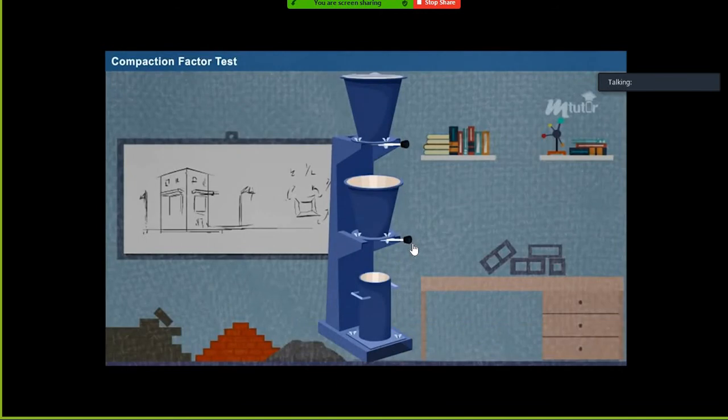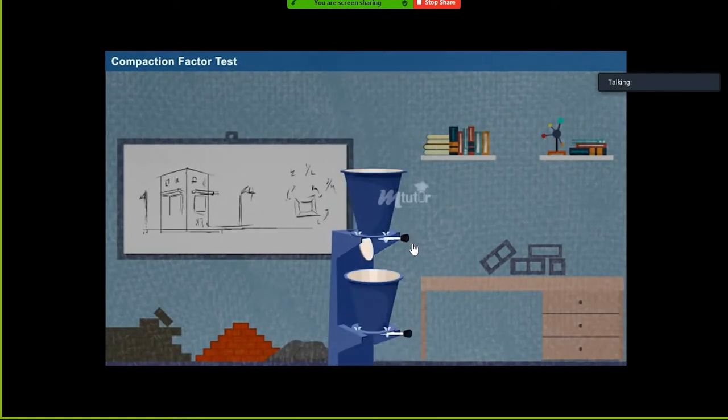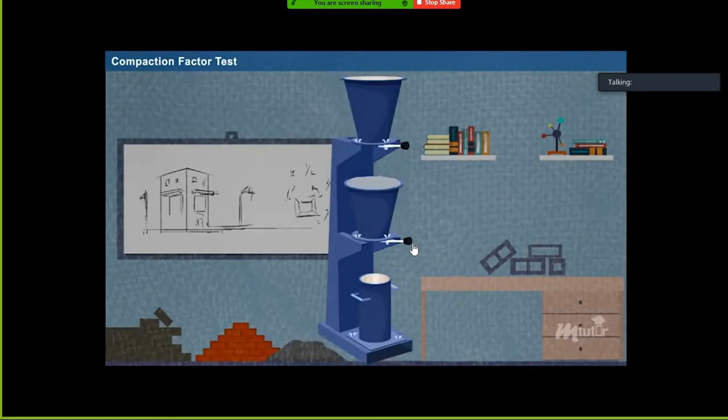Then, the top hopper trapdoor is opened. Thus, the concrete falls on the lower hopper. Gentle tapping is done using a tamping rod to push the remaining concrete from the top hopper to the bottom hopper. When all the concrete has fallen on the bottom hopper, remove the bottom hopper's trapdoor and let the concrete fall into the cylinder.